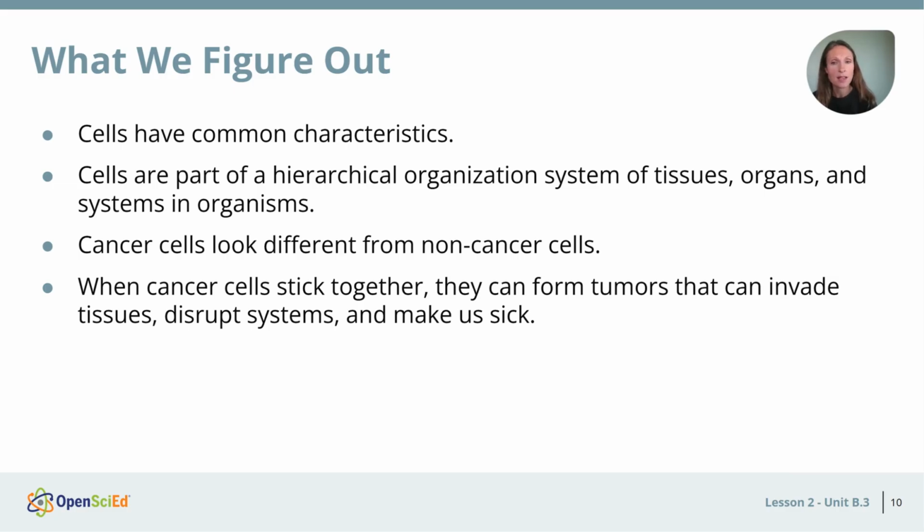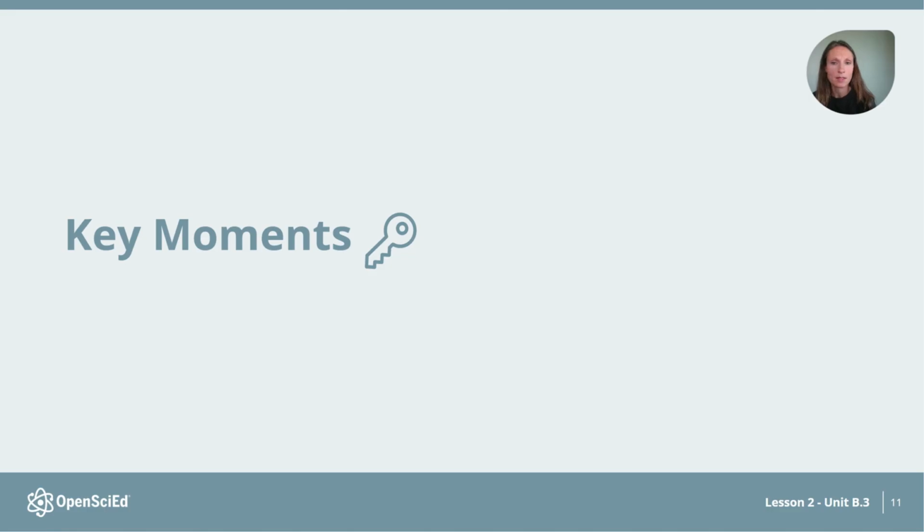To summarize, on the first day of Lesson 2, students figure out that cells have common characteristics, make up tissues, and that cancer cells look different from non-cancer cells. On the second day, students read about how tissues make up organs and organ systems, and then discover that when cancer cells stick together and form tumors, those tumors can invade tissues and disrupt body systems to make us sick. Now let's take a look at a few key moments in Lesson 2.